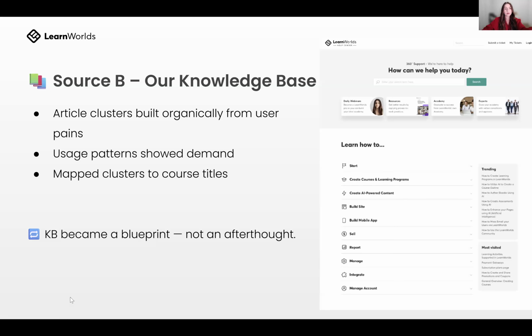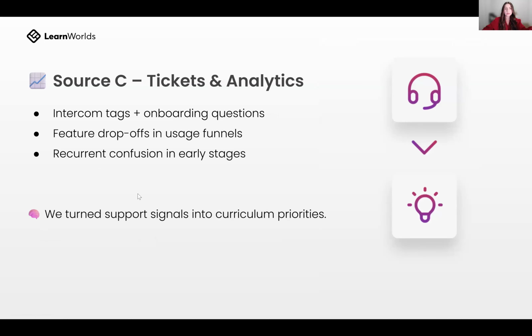We already had the knowledge base, so we used it to help us create the syllabus. And the third and important source for us was the support tickets. So essentially, all of the feedback that we had gotten throughout time from our customers: frequently asked questions, any worries, any areas where it wasn't easy for them. So we took all of that information and included it in our thinking in terms of coming up with the syllabus. So essentially, we turned our support signals into the curriculum priorities in terms of courses.